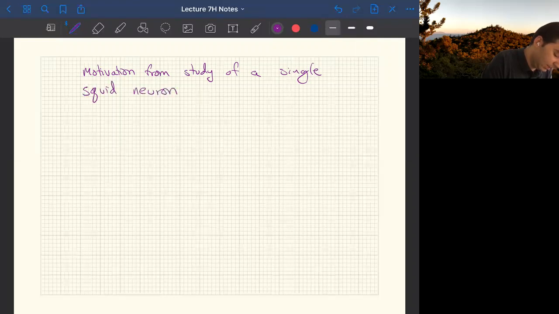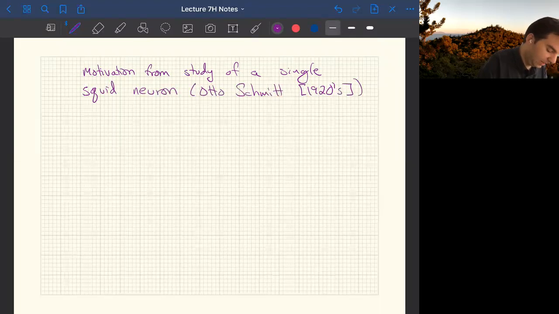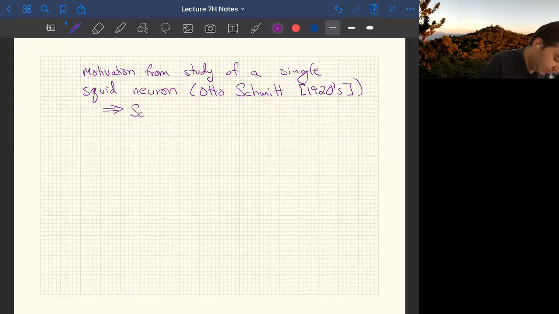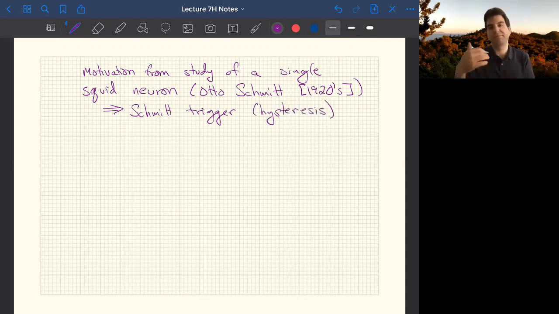neuron. It's a very, very long neuron, and someone named Otto Schmitt did a lot of the early work on that, I think in the 1920s. That motivated the original spiking-neuron-inspired engineering adaptation, the Schmitt trigger, which had a hysteresis component, where it could fire and then stay fired even though its stimulus went away. You had to have sufficient stimulus to get it fired, but once it was fired, you could remove that stimulus and it would stay stimulated.